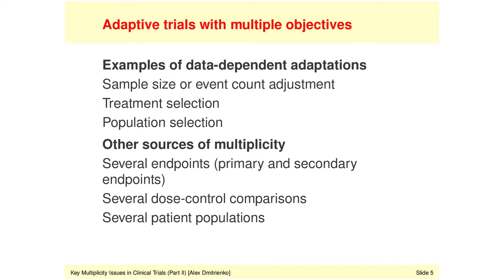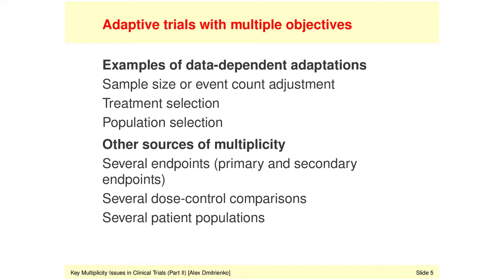This includes options to increase the sample size or increase the target number of events in time-to-event trials, to enable adaptive treatment selection as well as adaptive population selection at an interim analysis. And there are many other less popular options, such as switching the trial's goal from, say, a non-inferiority test to a superiority test.